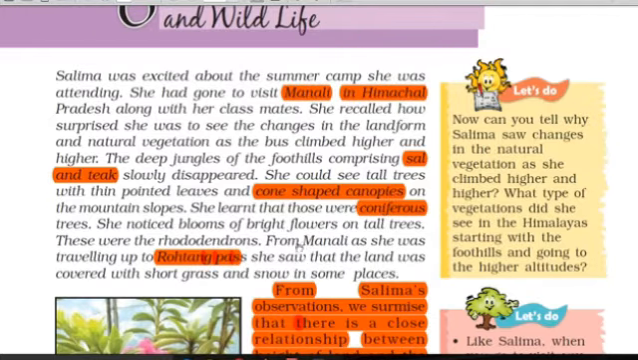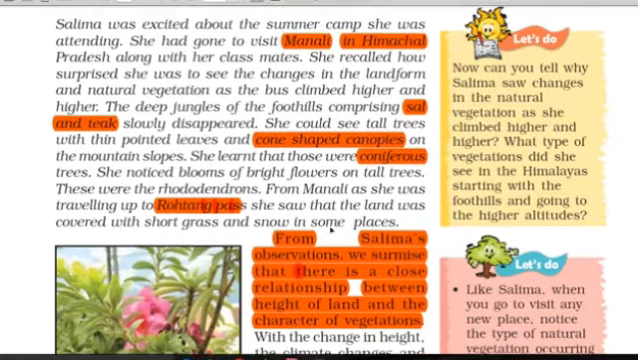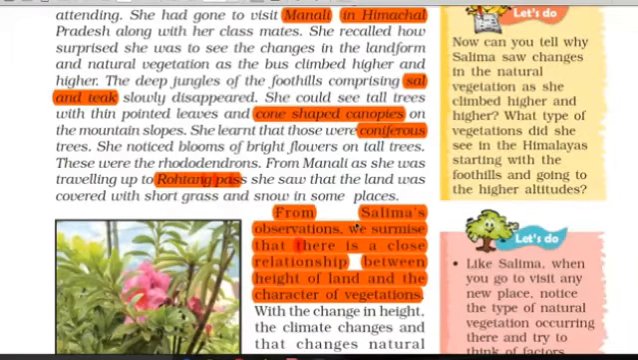Her destination was Rohtang Pass. She went to visit Rohtang Pass, and she was telling this story to her father. Her father had visited many places of the world. The main thing we found in this story was Salima's observation, which summarized that there is a close relationship between the height of the land and the character of vegetation.